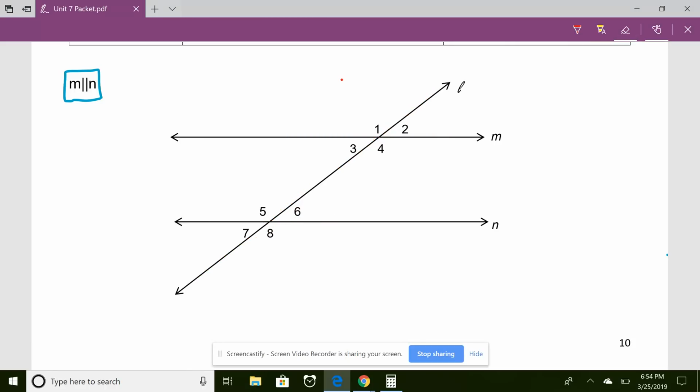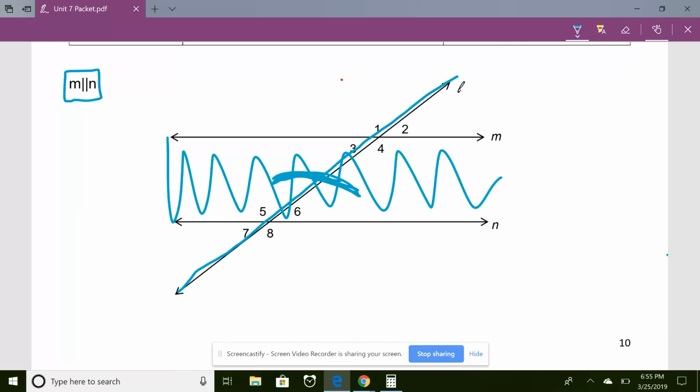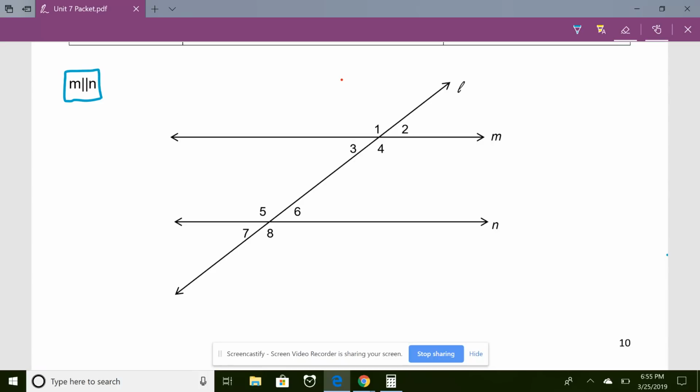Another type of relationship between angles is called alternate interior angles. Remember when I defined interior and exterior, it's key to know where the transversal is. Alternate means on opposite sides of the transversal. Interior means they're on the inside of the lines. For example, angle 3 and angle 6. Angle 3 is on the left side of the transversal, and angle 6 is on the right side. So they're alternate and both on the interior.